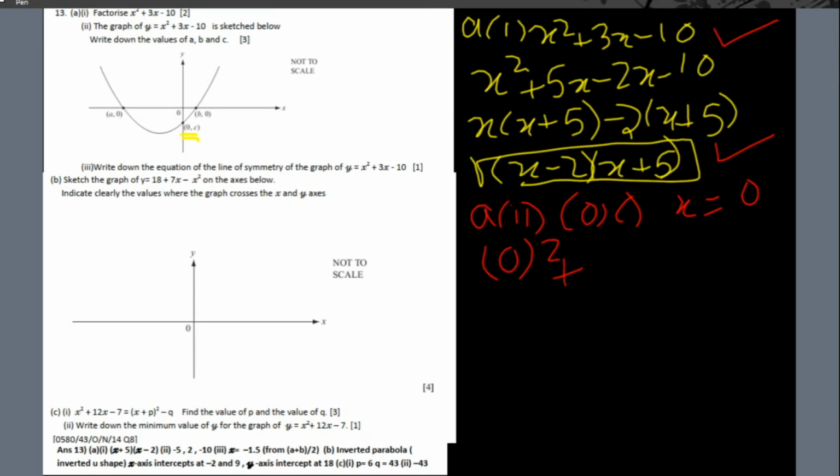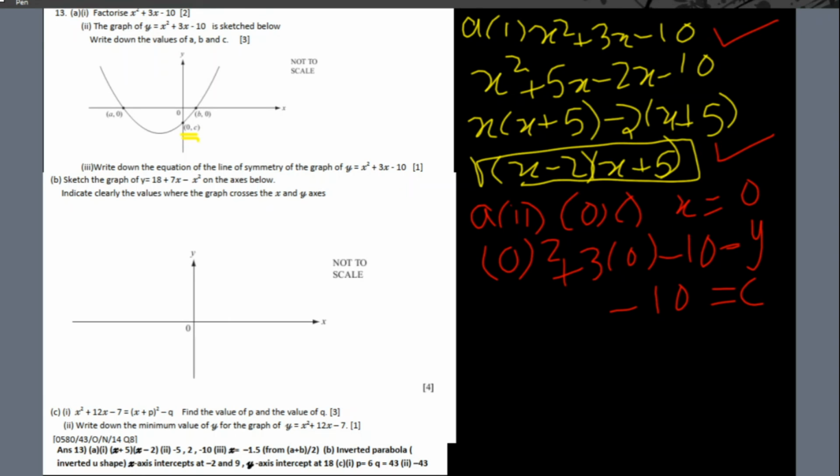So 0 squared plus 3 times 0 minus 10 equals y. So y is c. So minus 10 equals c, because this is equal to y and y is c. So I have equated it to c, equated it to y after substituting x equals 0. Alright, so we get c equals minus 10.